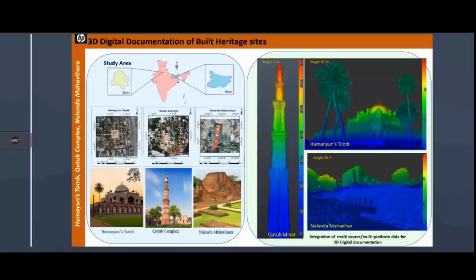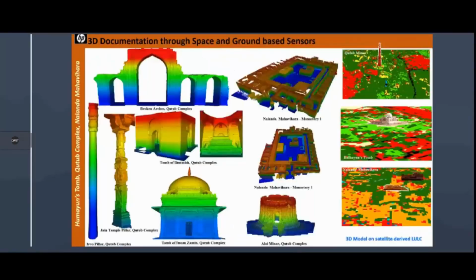Now, this is the final 3D point cloud using terrestrial laser scanner. This is for Qutub Minar, this is for Humayun's tomb, and for Nalanda Mahavihar. These are individual objects, individual monuments within the various complexes.